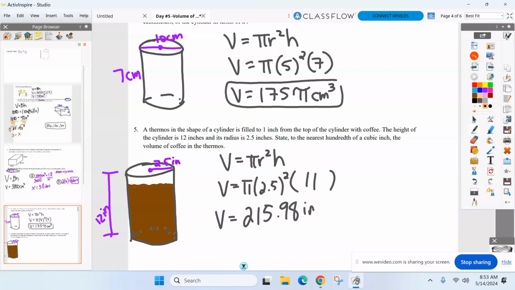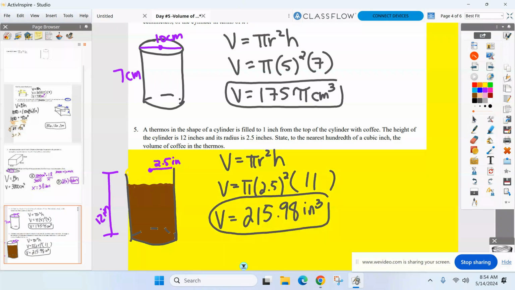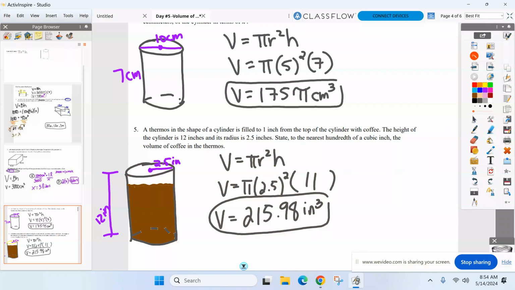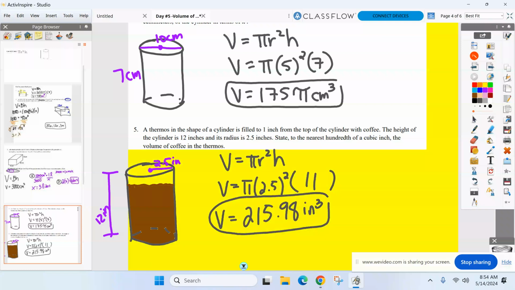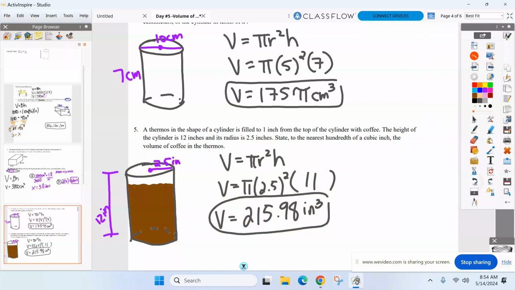What do we got? Cubic inches because it's volume. That was great. No, sorry. That's weird that it just does the oval there. No, all right, I'm done. That was great though. All right, moving on.